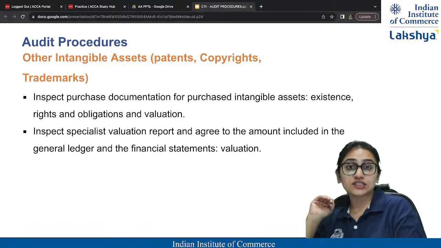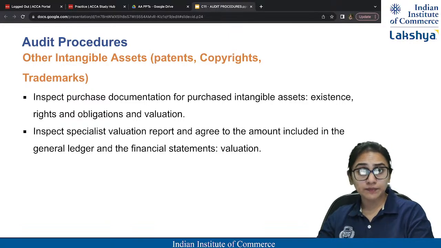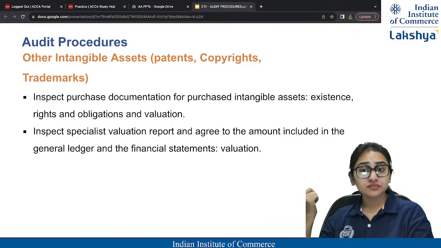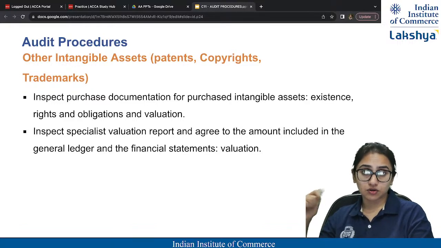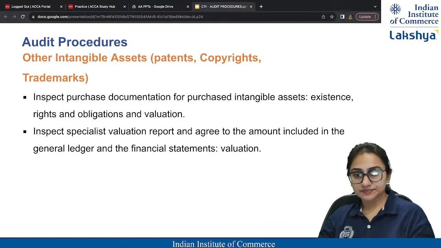So the calculation is a little different from what you do for normal tangible assets, which you can see, and looking at the condition of it and all, you can find out the value. But here you cannot see the items, you cannot see a patent, you cannot see a copyright, you cannot see a trademark. So finding out the value of that becomes a little difficult. So you have to rely on the valuation expert or a specialist. So inspect the specialist report and see what is the valuation of that.